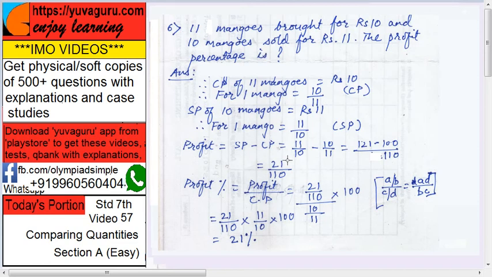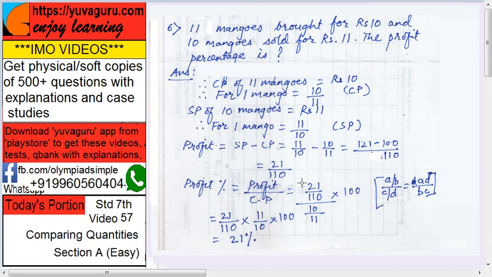Profit upon CP into 100. So profit, that is 21 upon 110, upon CP. What is CP? 10 upon 11, into 100. Right? And note this very carefully. 21 upon 110, this is the profit, and CP is 10 upon 11. So divide everything into 100 because you want percentage.